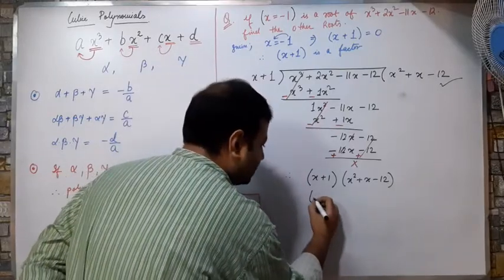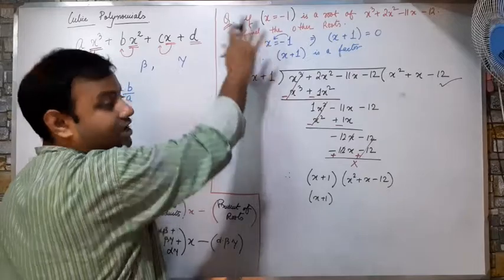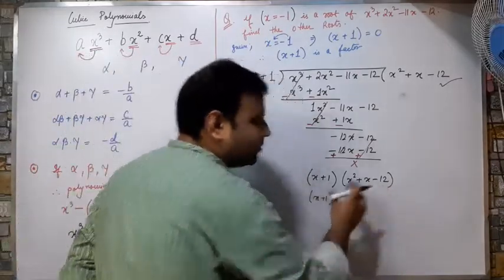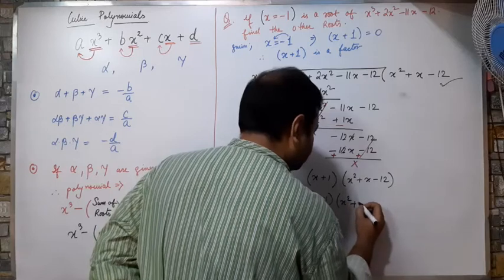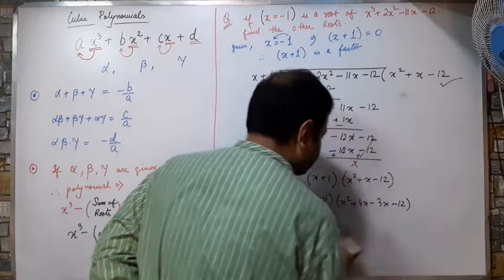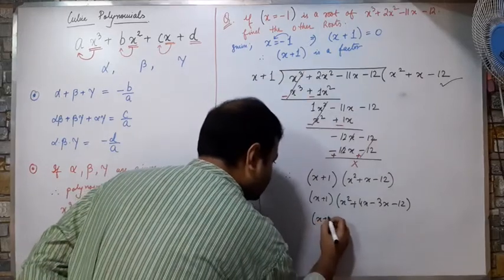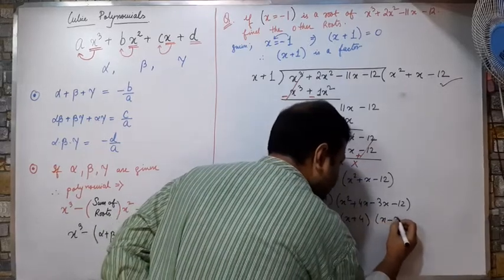Now x plus 1 will stay in its place. x plus 1 cannot be undone. This will stay because it was already given. We will split the middle term. What will we get? I will get x square plus 4x minus 3x minus 12. That is x plus 1, x plus 4 and x minus 3.